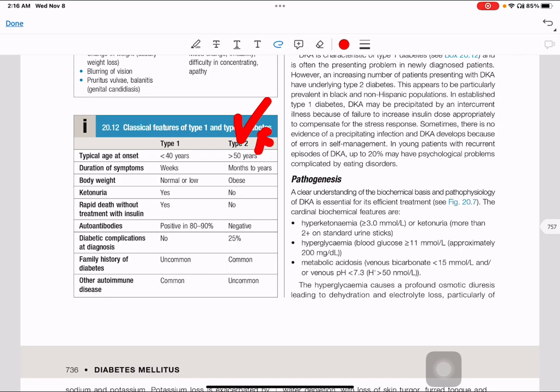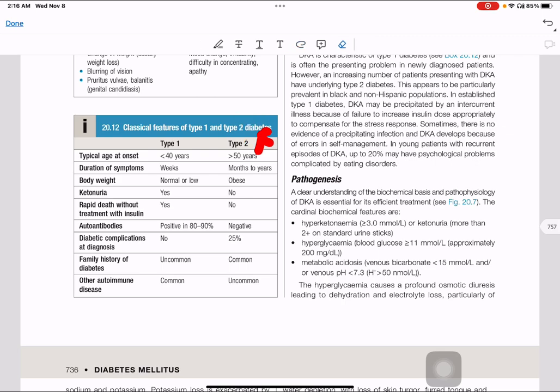There may be associated hypertension or cardiovascular disease as a part of metabolic syndrome. Autoantibodies are usually negative. They present with complication in 25% of the cases. They carry a strong positive familial history of diabetes mellitus. Autoimmune diseases are rarely present in this group.